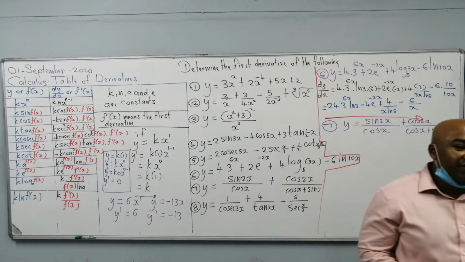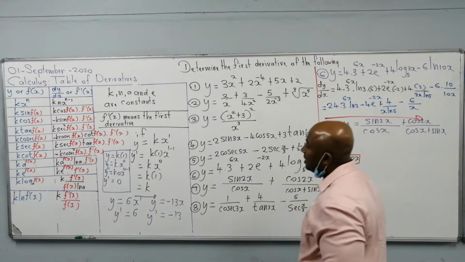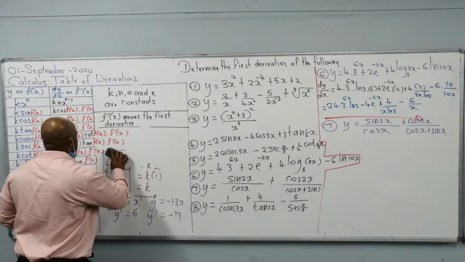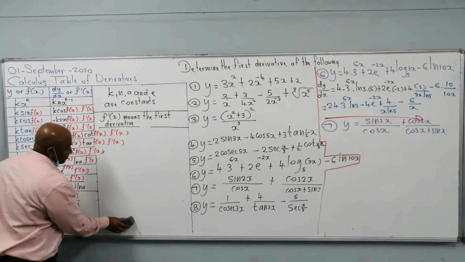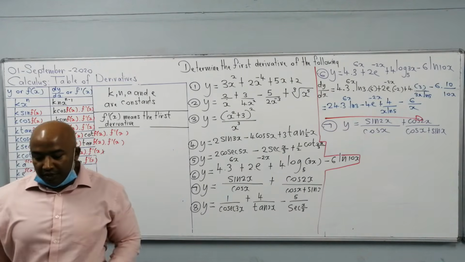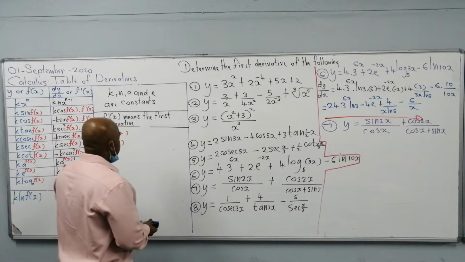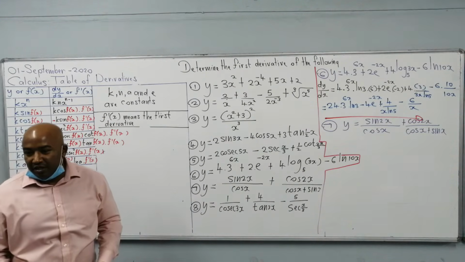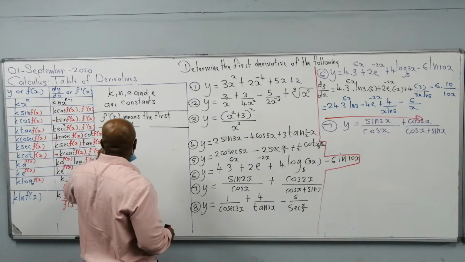Okay, number 7. Number 7, we need to simplify here. So the numerator is sine 2x. In this case, we need our double angle formulas from Trigonometry grade 12. So let me write it down for you.